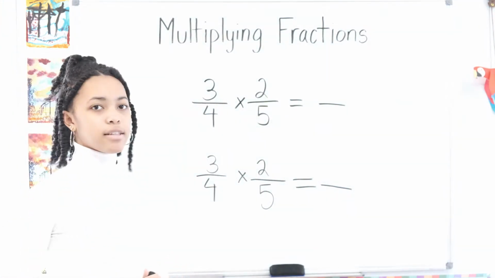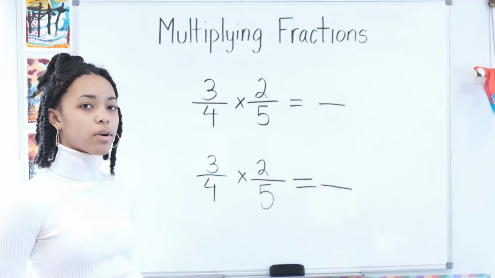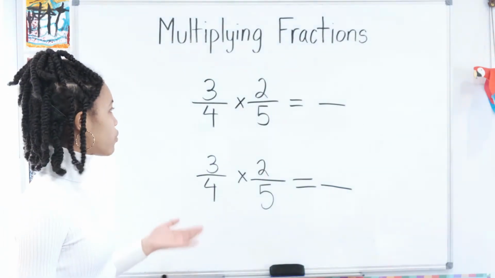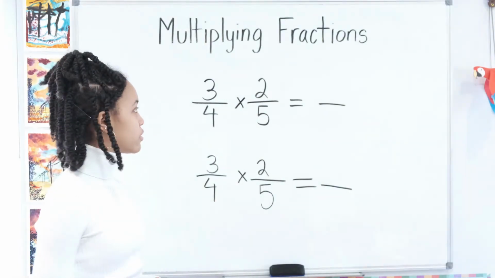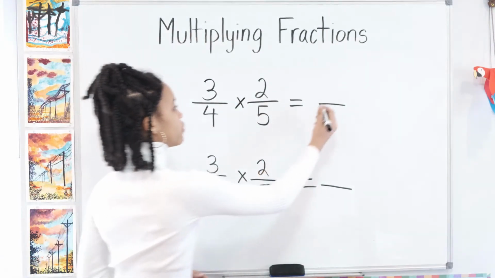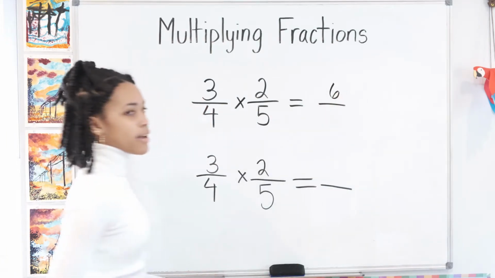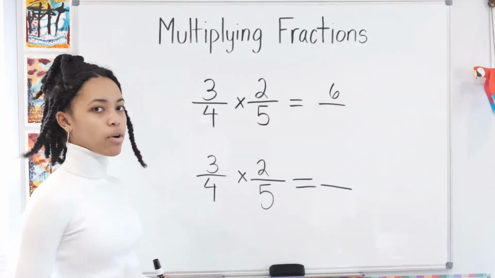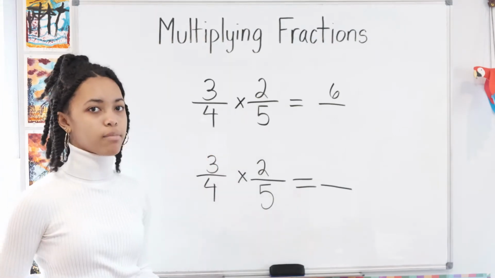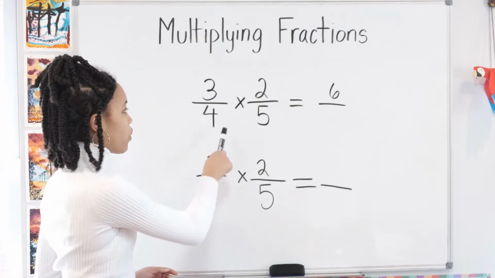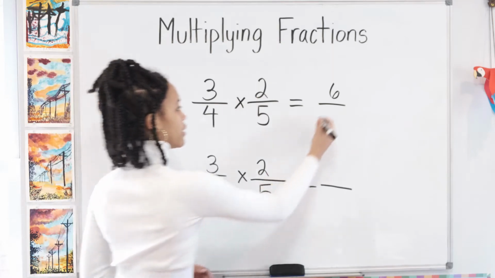The process is very simple. The first thing that we're going to do is multiply our numerators. And our numerators are the top numbers of the fraction. 3 times 2 is 6. The next thing that we're going to do is multiply our denominators, which are the bottom numbers of the fraction. 4 times 5 is 20.